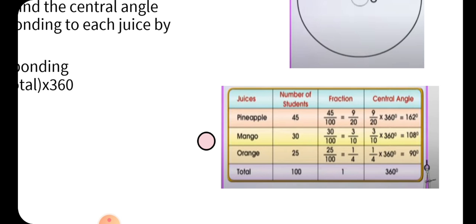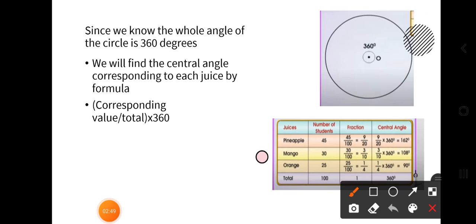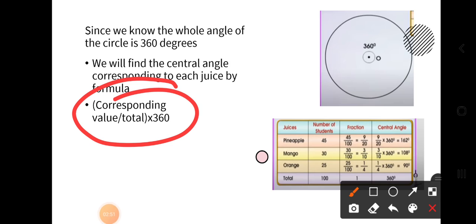Now the central angle is calculated by multiplying this fraction with 360. 9 upon 20 into 360, 3 upon 10 into 360, 1 upon 4 into 360. So this is the central angle. We have calculated the central angle by using the formula: corresponding value upon total into 360.